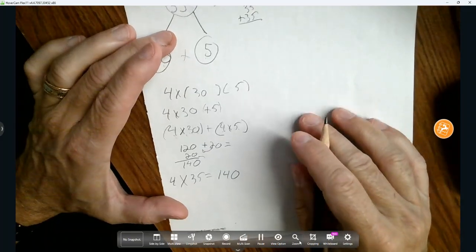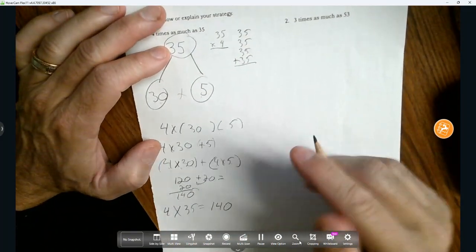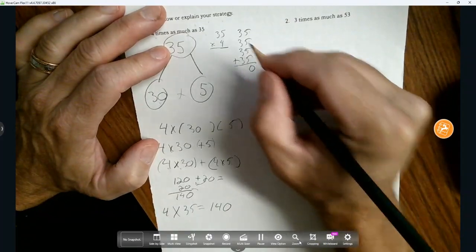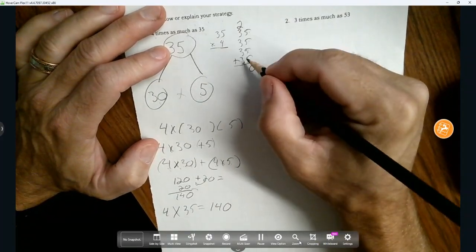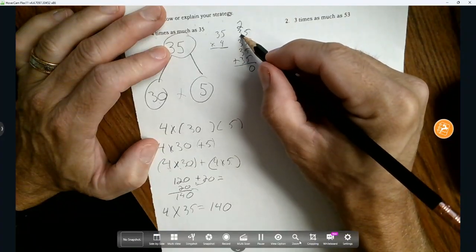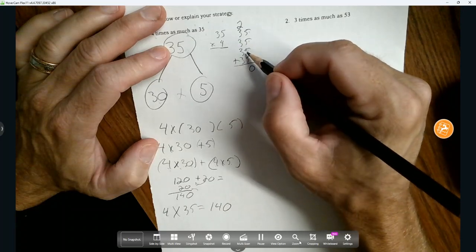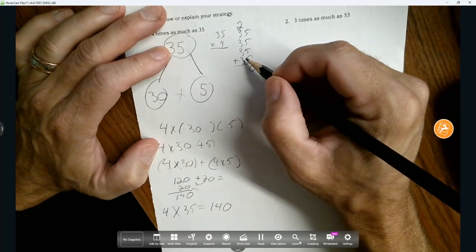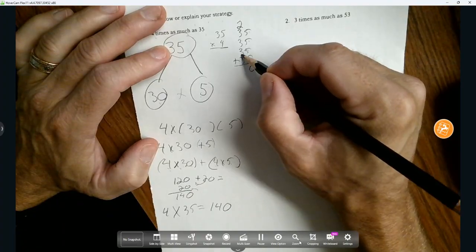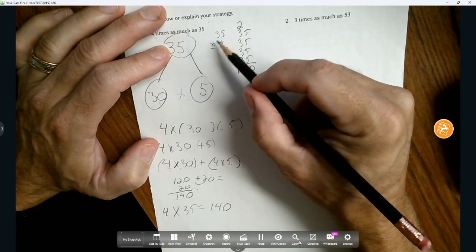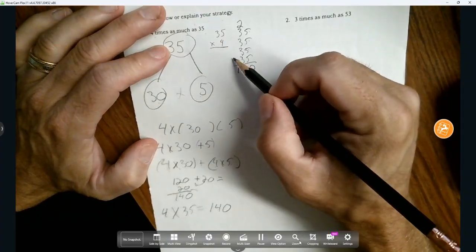All right, let's check at the top and see if this is the same. So I have 5, 10, 15, 20. I put my 0 here. I have my 2 up top. 2 plus 3 is 5. 5 and 3, 5, 6, 7, 8. 8 and 3, 9, 10, 11. 11 and 3, 12, 13, 14. So 140 there. We're going to do 35 times 4.